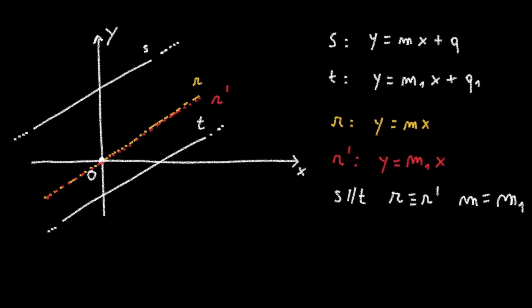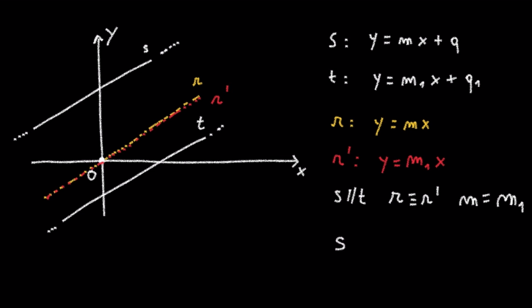Conversely, if m equals m1, the two lines y equals mx and y equals m1x, both passing through the origin with the same angular coefficient, must coincide. Since S and T are parallel to the same line, they must also be parallel to each other. It follows that two parallel lines, which are not parallel to the y-axis, have the same angular coefficient, and conversely, if two lines have the same angular coefficient, they are parallel.